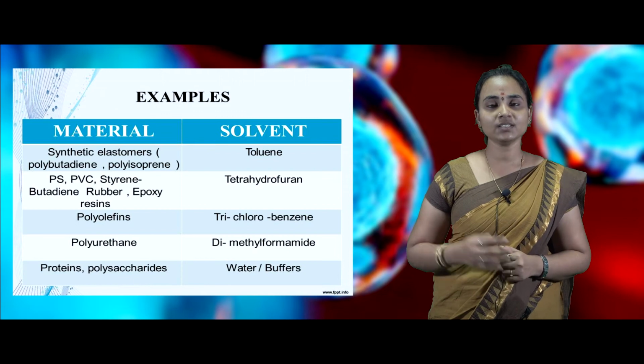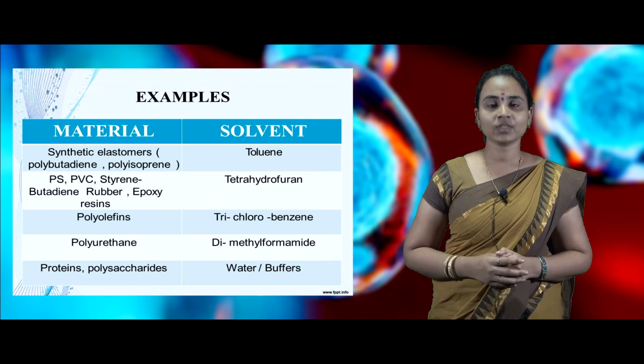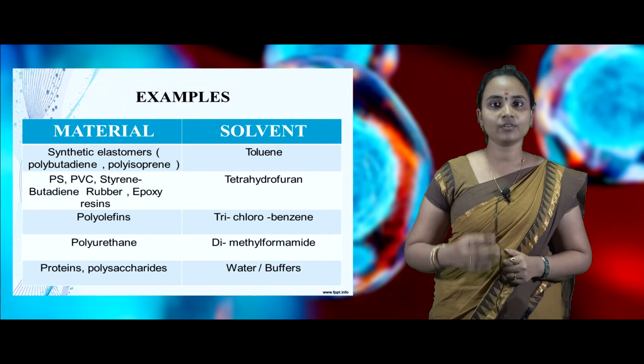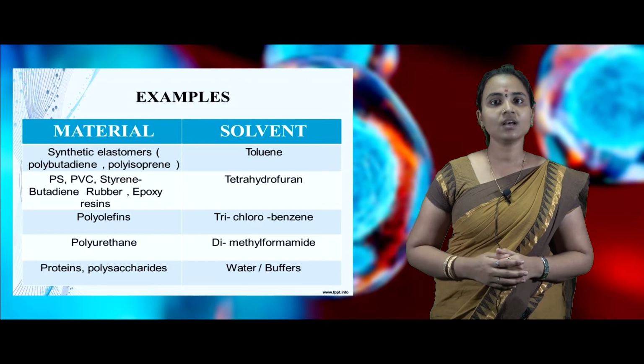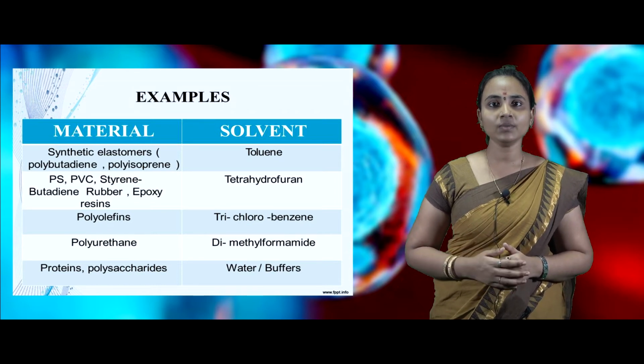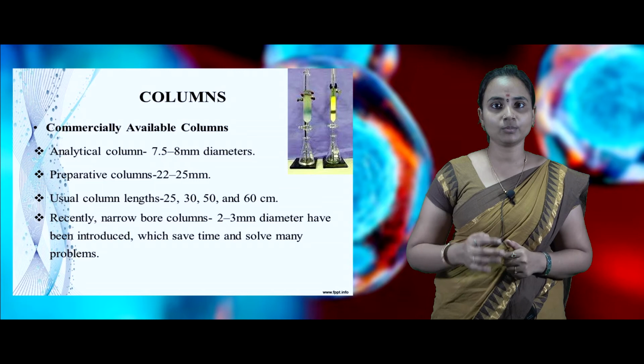Here, when we are choosing the stationary phase and mobile phase, they should be in accordance with each other. For example, if you are choosing a supporting medium as stationary phase, for example synthetic elastomers, we have to choose toluene as the mobile phase solvent. And if you choose PVC or styrene as the supporting medium, we have to choose tetrahydrofuran as the solvent.